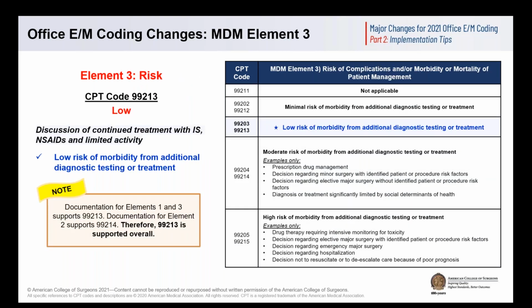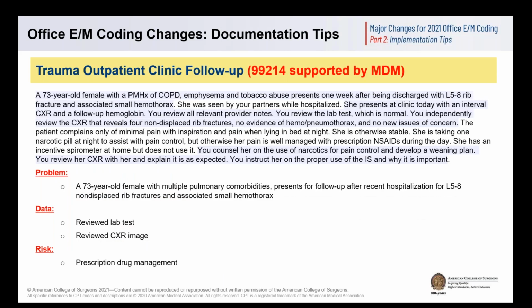And for risk, it's low. There's low risk of morbidity for a single rib fracture with someone with not a lot of other comorbidities. And this qualifies for a 213. So even though element 2 supports a 99214, elements 1 and 3 support 99213. So the overall code for this particular scenario is 99213. Next slide, please.